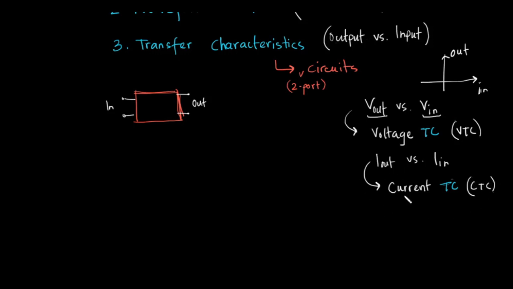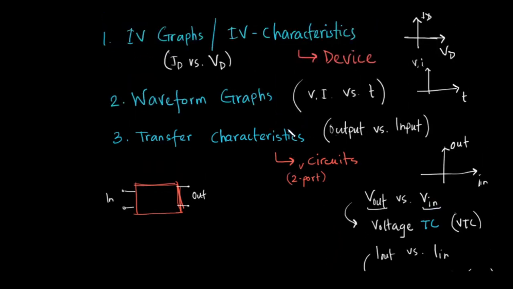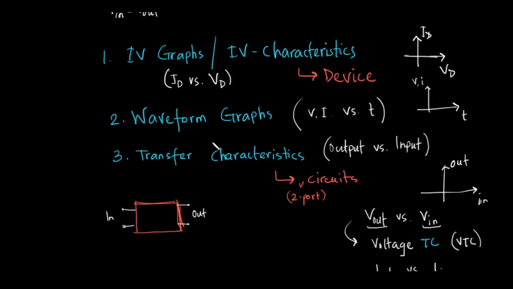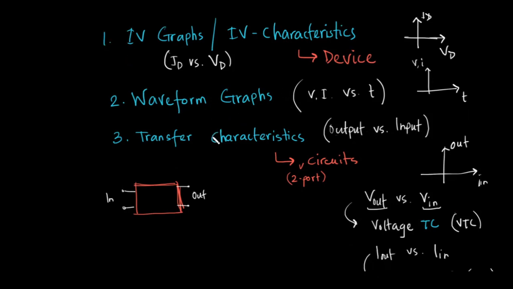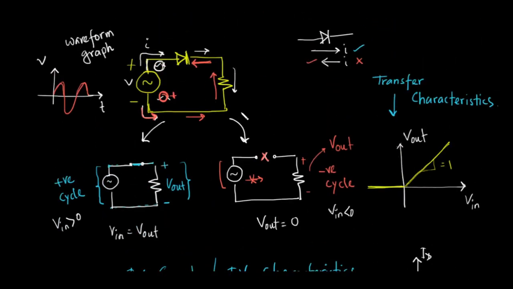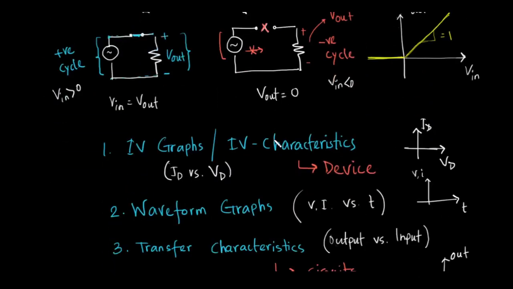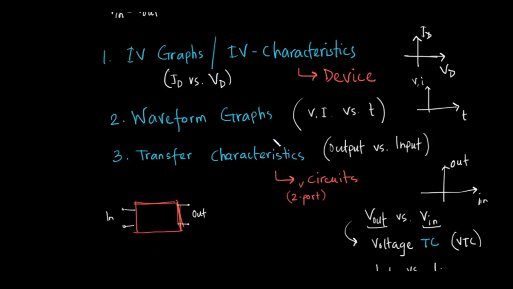And we may also have a mixture of these two, V out versus I in or I out versus V in. These don't have any specific names. We just call them normal transfer characteristics. So keep this in mind, the difference between these three types of graphs. We draw IV graphs for devices, waveform graphs for any particular voltage or current wave that we may be supplying to a circuit, and transfer characteristics for circuits.